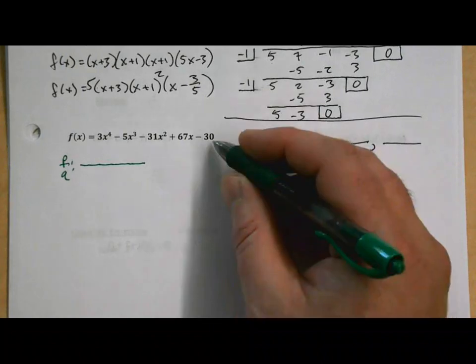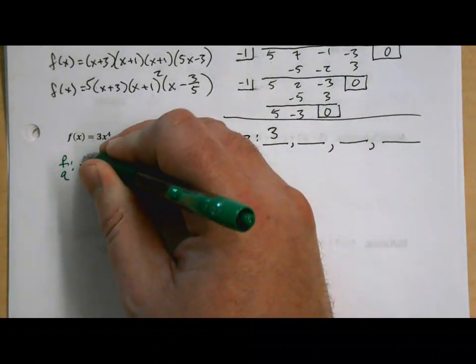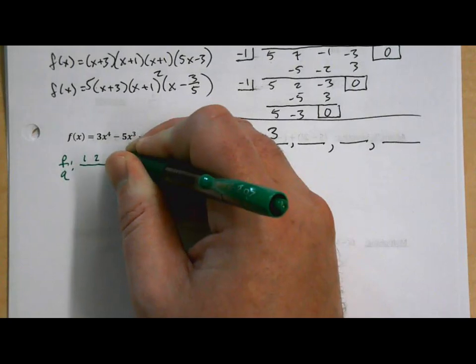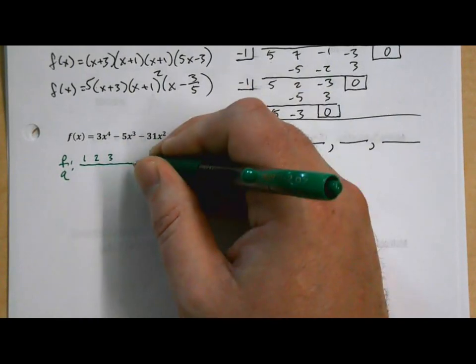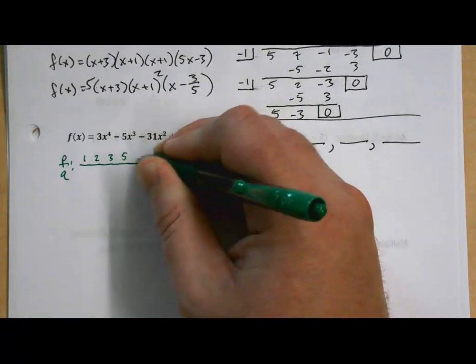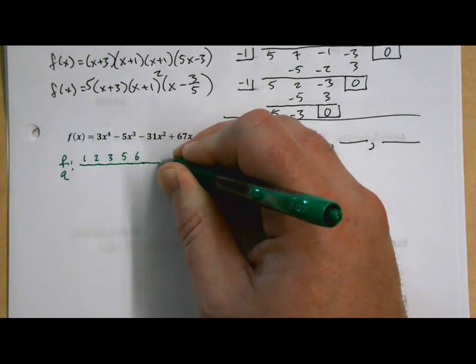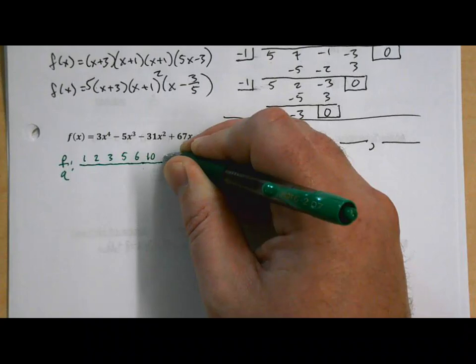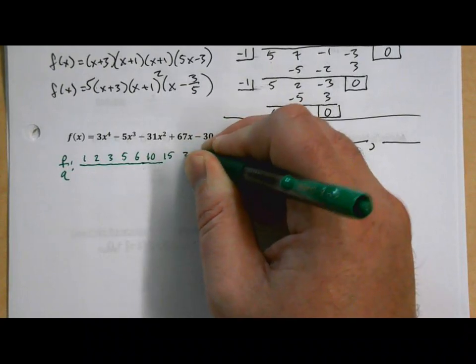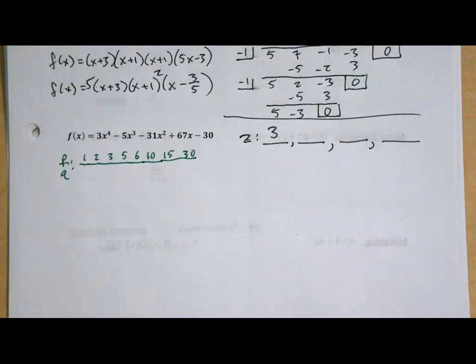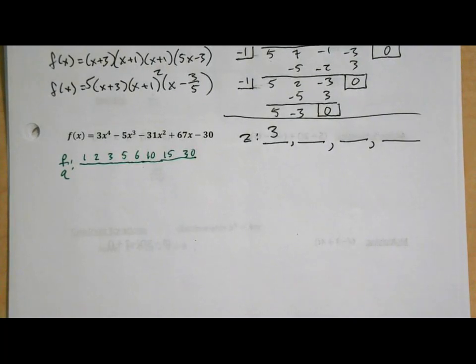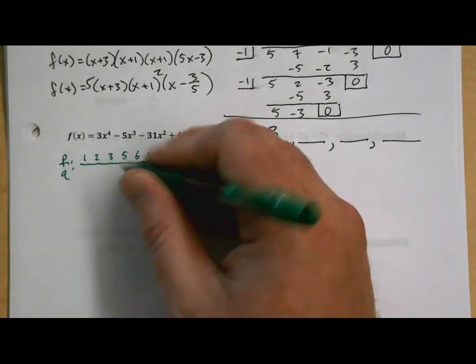So factors of 30 would go on the top. That's 1 and 2. 3 goes into 30. 4 does not. 5 does. 6 does. 7, 8, 9, 10 does. 15 does. Ooh, that's a lot of factors. Thank goodness we're not actually listing these out this time. And then my Q list is much shorter. Factors of 3, that's just 1 and 3.